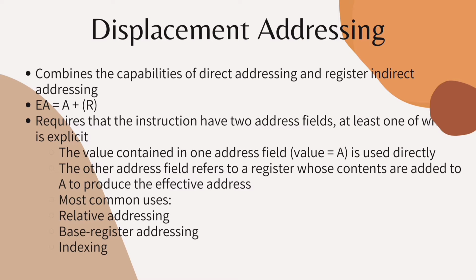Then we have displacement addressing. It combines the capabilities of direct addressing and register indirect addressing. EA equals A plus R. It requires that the instructions have two address fields, at least one of which is explicit. The value contained in one address field, value A, is used directly. The other address field refers to a register whose contents are added to A to produce the effective address. Most common uses: relative addressing, base register addressing, indexing.